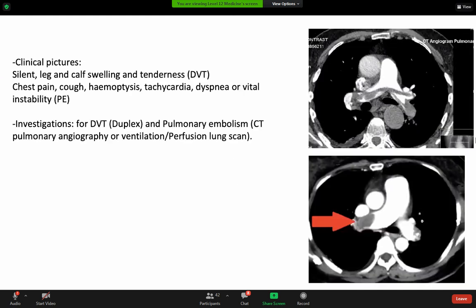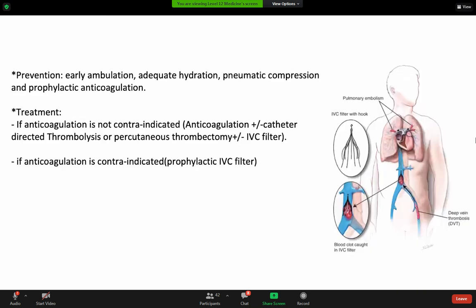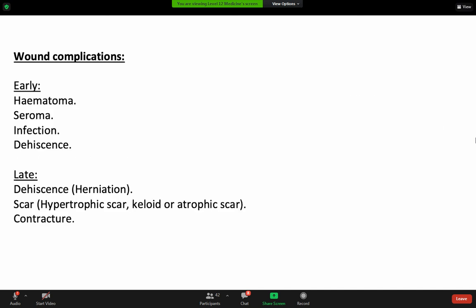The clinical picture of DVT is often silent, but we may have leg and calf swelling and tenderness. With PE there is chest pain, cough, and sometimes tachypnea and dyspnea. The best investigation for DVT is duplex ultrasound, and for PE CT pulmonary angiography. Prevention, as I mentioned so many times: early mobilization, compression and anticoagulation. Treatment is with anticoagulation, and an IVC filter if there is any contraindication to anticoagulation or resistance.